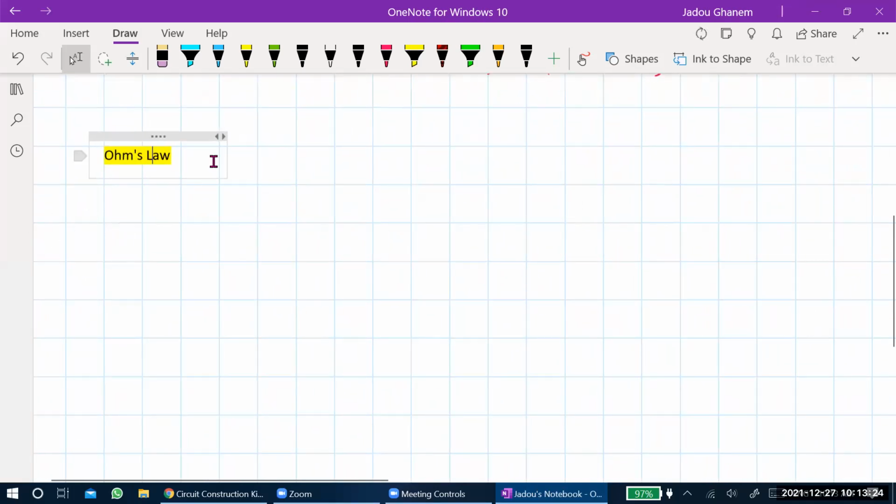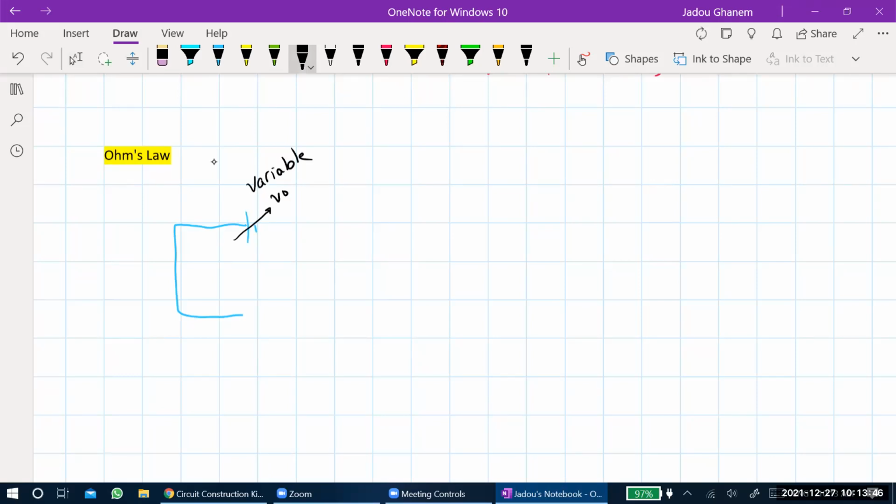In order to study a resistor, or any component, let's say a capacitor, or a coil, we need a circuit. In this circuit, we need a variable voltage source, and I will explain what a variable voltage source is. And we need the resistor itself.